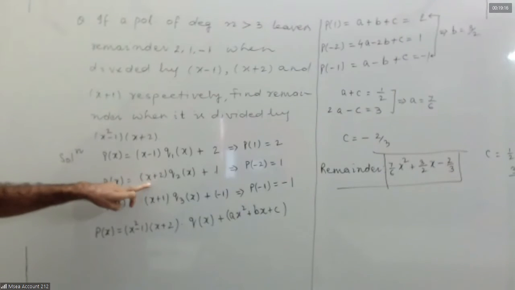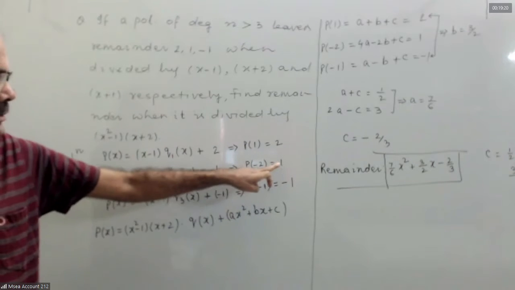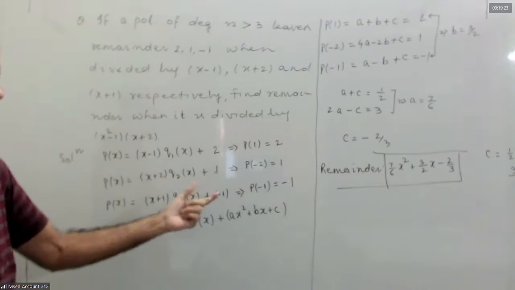Because by putting x minus 2, this becomes 0. Finally, we got the value of the polynomial at minus 2, that is 1. This whole part becomes 0.